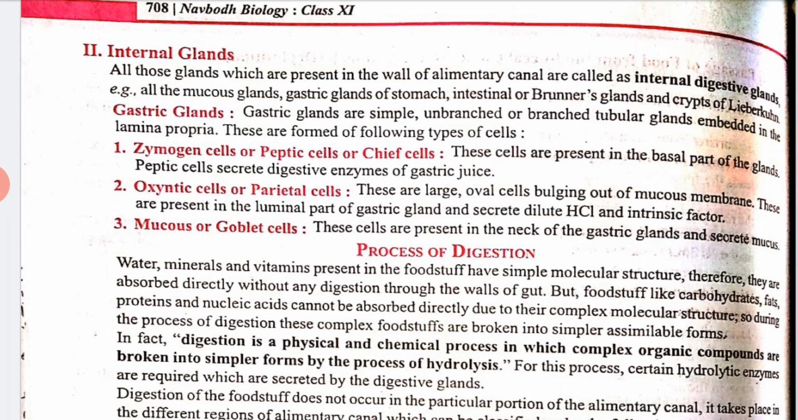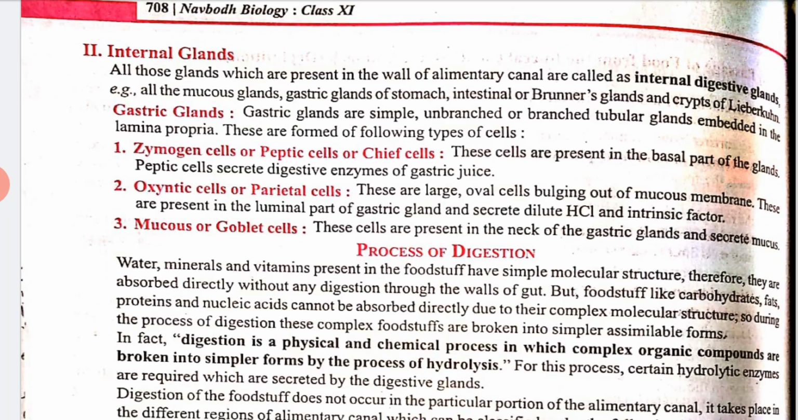All those glands which are present in the wall of the alimentary canal are called internal digestive glands, just like we have the gastric glands. Gastric glands are simple, unbranched or branched tubular glands embedded in the lamina propria, and they have the following types of cells: zymogen cells, or we can say peptic cells or chief cells, oxyntic cells, and mucus or goblet cells. All these cells are secreted by the internal glands.